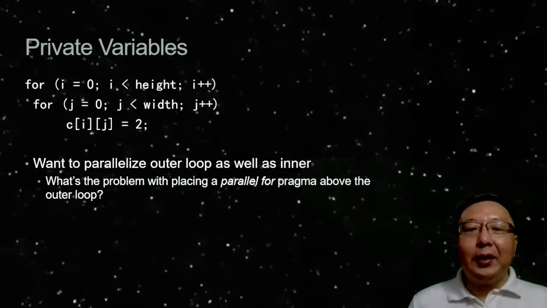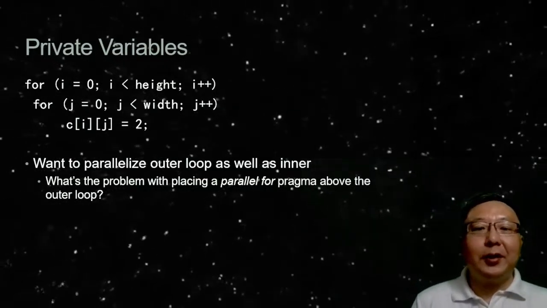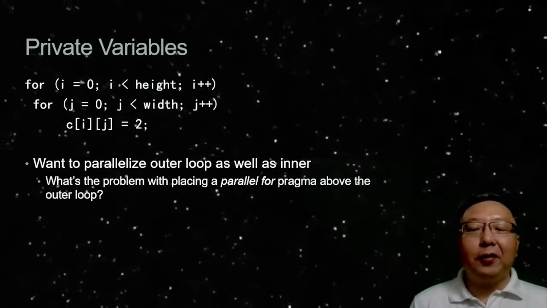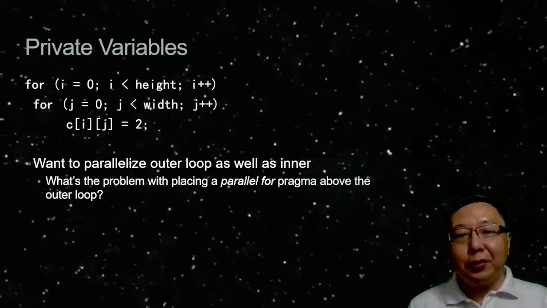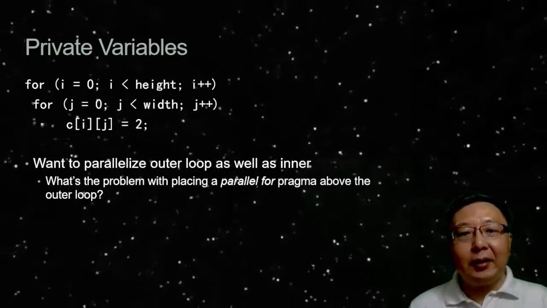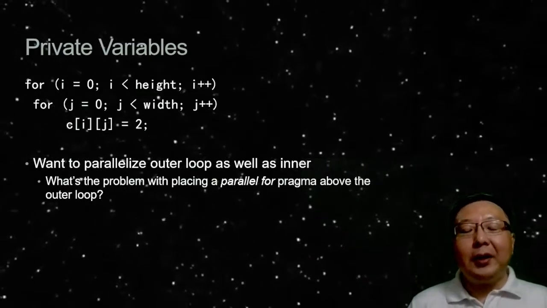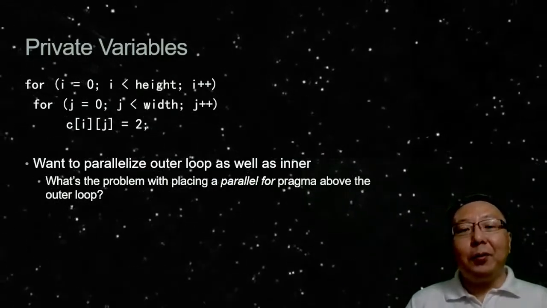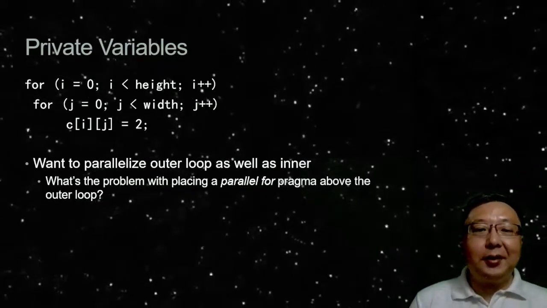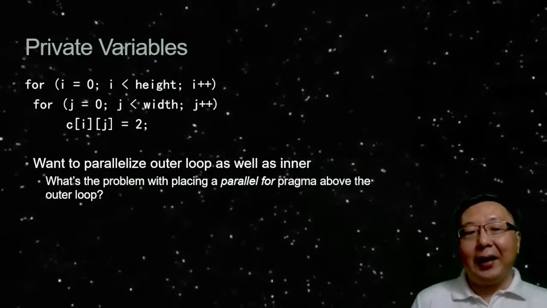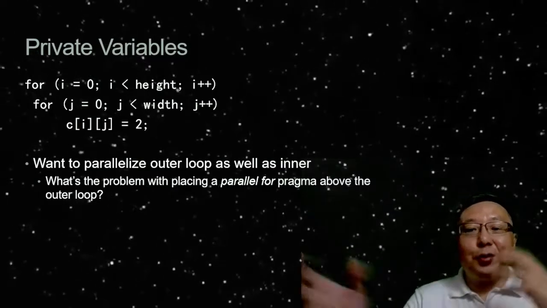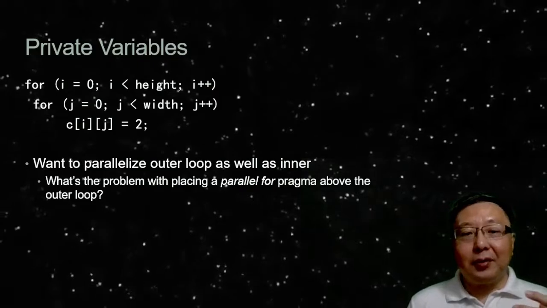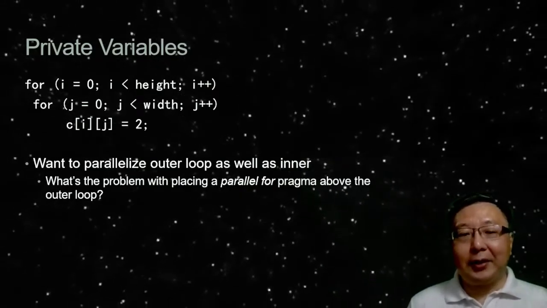Well, what if we wanted to parallelize the outer loop as well as the inner loop? Then if I put a parallel for pragma above the outer loop, J was declared outside the loop, so it will be shared, and then each instance of each parallel I running the J's will get clobbered. They will get messed up because everybody's sharing the same J. So that's the problem in this particular situation.